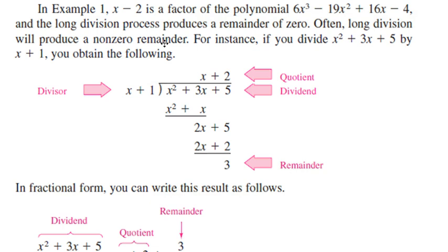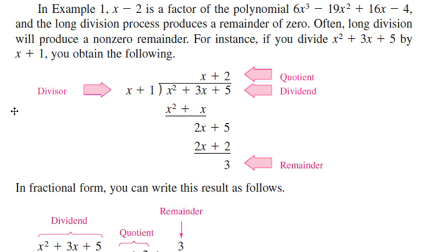All right, so it's not always that you're going to find the right factor that's going to give you a remainder of 0. So just like in example 2, this is just another example now. If you divided x squared plus 3x plus 5 by this binomial x plus 1, you would obtain the following. Okay, so here's all the work right here.